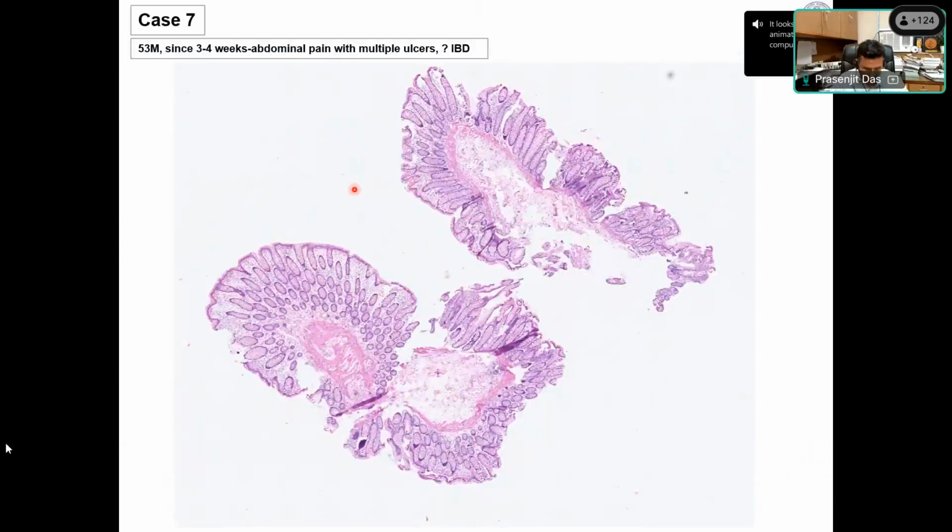This is case 7. Anne-Marie, can you discuss very quickly? This is 3 to 4 weeks of abdominal pain with multiple ulcers, and the question was query IBD. This is a 53-year-old male. Anne-Marie, are you there?